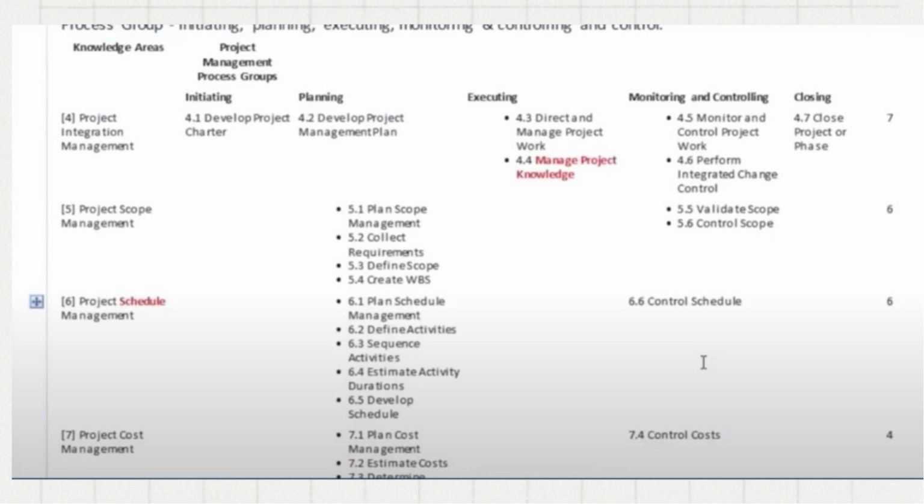As you can see here, these are the processes. The leftmost column is nothing but the different knowledge areas, and the ones you see at the top are the different processes that we have: initiating, planning, executing, monitoring and controlling, and closing. Then, there are these 49 processes.